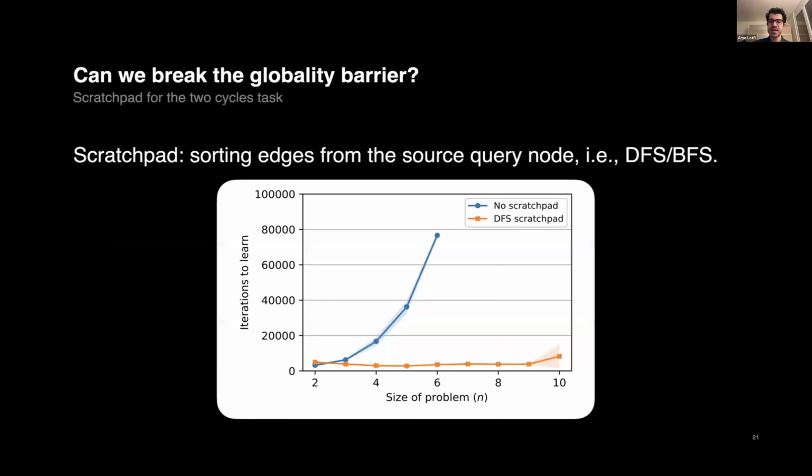Again, to support our claims, we can see that when we do this scratchpad idea, we can basically break that globality barrier that we had. And as you can see, we can just learn the task quite easily as the size of the problem and its complexity grows, comparing to the no scratchpad version.